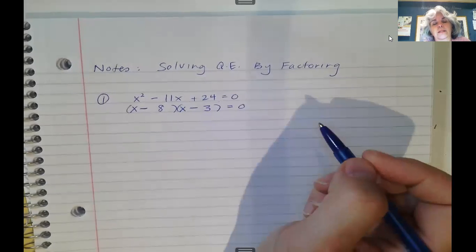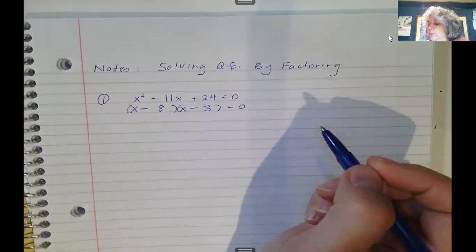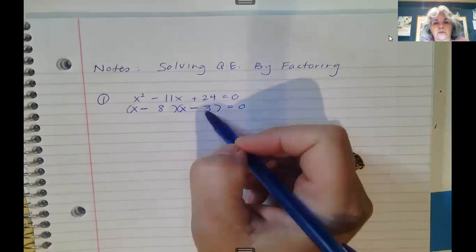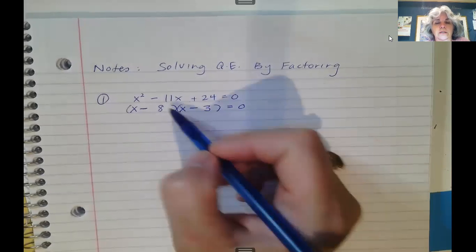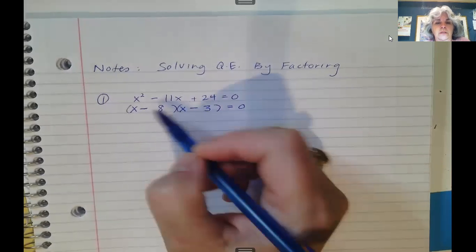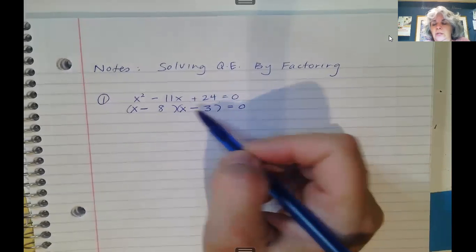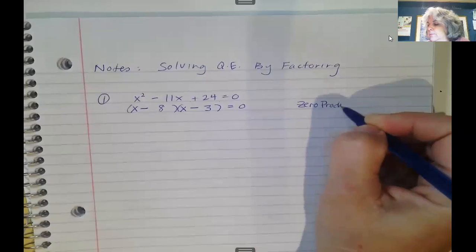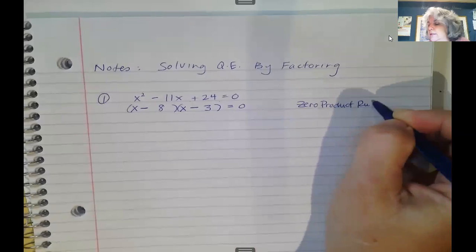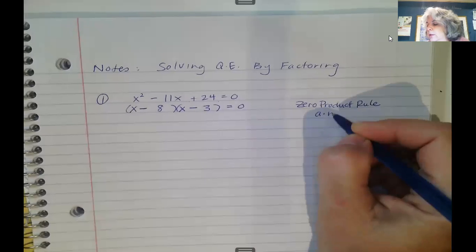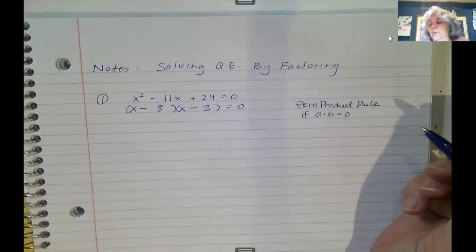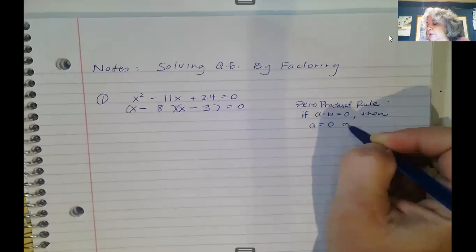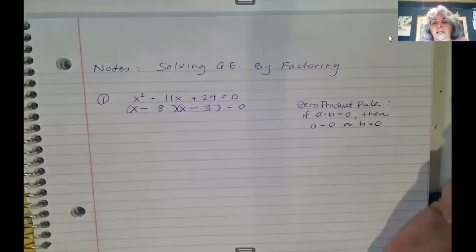So the next step says set each factor equal to 0. The reason we can do that is because you've got two numbers here. This is a number and this is another number. You're multiplying them together and you're getting 0. The only way for that to happen is if one of these is equal to 0. And that's called the zero product rule. It says if A times B equals 0, then A has to equal 0 or B has to equal 0, or they could both be 0. But that's the zero product rule.